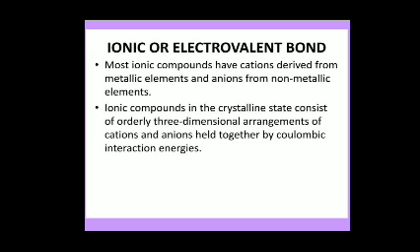This ionic bond is formed between two atoms if the electronegativity difference is more than 1.9. It is formed between a metal with low ionization energy and a non-metal with high electronegativity. The formation of ionic bond takes place in three steps. First is formation of cation, then formation of anion, then formation of ionic bond.